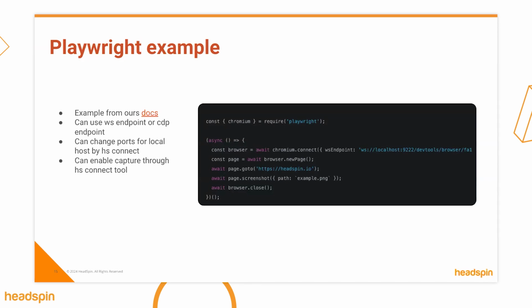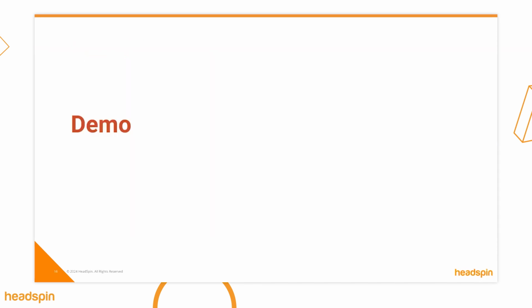And as I mentioned, you can enable the capture from the CLI commands. So you don't have to worry about doing that during the script itself and running API calls. You can do it all from the actual command to connect, to allow you to run this test itself. So now I want to demo those quick examples.